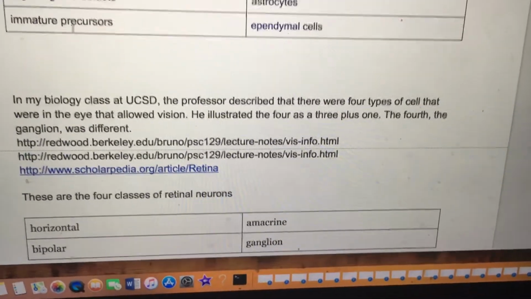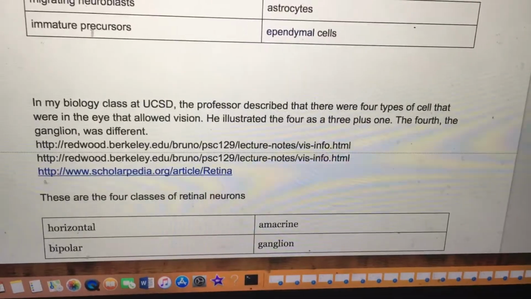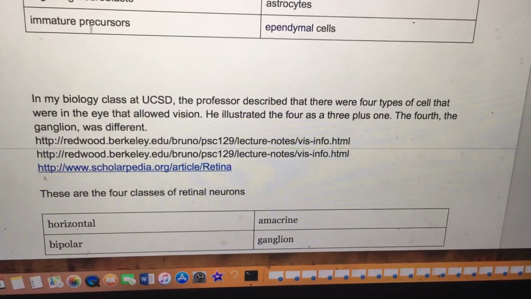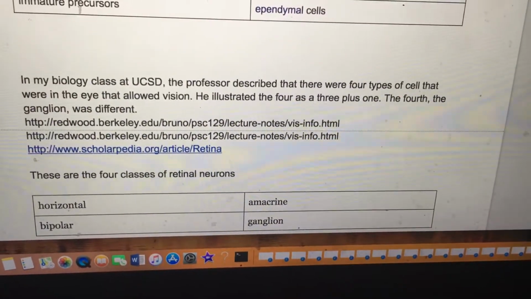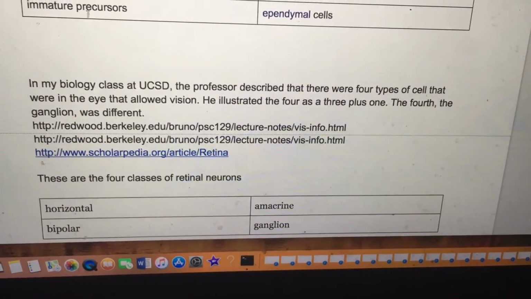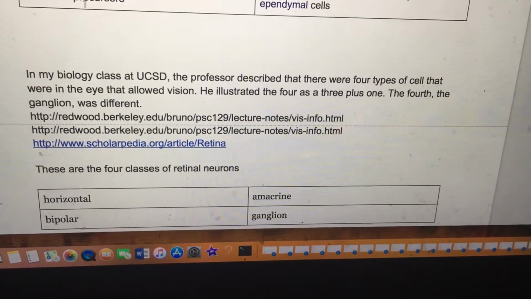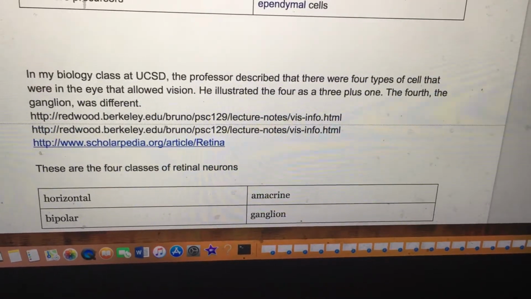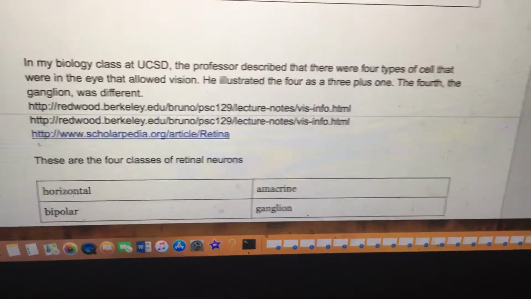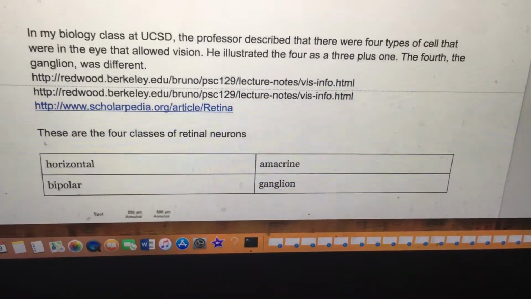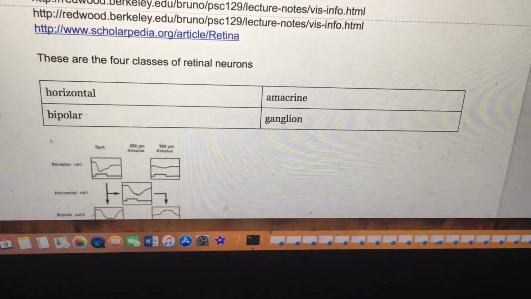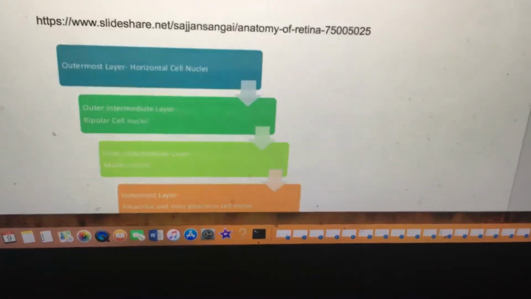This is my 8th lecture on the quadrant videos. I'm doing biology. In my biology class at UCSD, the professor described that there were 4 types of cells in the eye that allowed vision. He illustrated the 4 as a 3 plus 1. The 4th, the ganglion, was different. There are 4 classes of retinal neurons: horizontal, bipolar, amacrine, and ganglion.